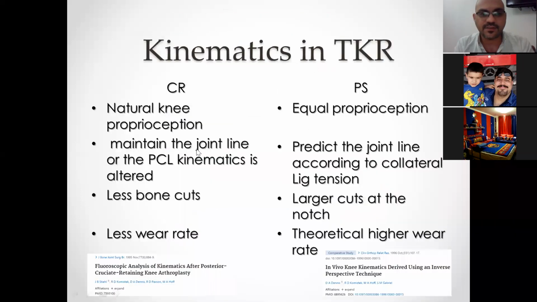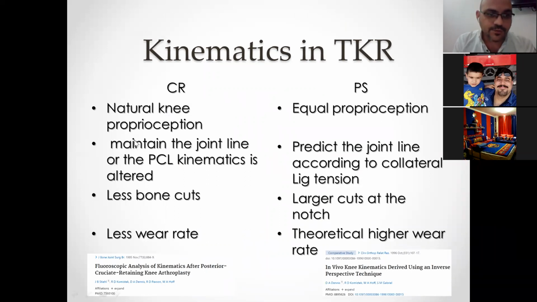So what are the differences in simple terms regarding the kinematics? You can see that the cruciate-retaining design keeps natural knee proprioception, because we save the PCL, the posterior cruciate, and don't resect it. While the PS design does not have proprioception, recent studies suggested that there is an equal proprioception in the posterior-stabilized polyethylene total knee.